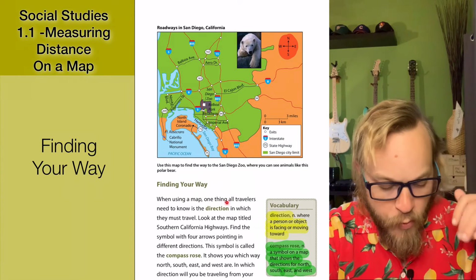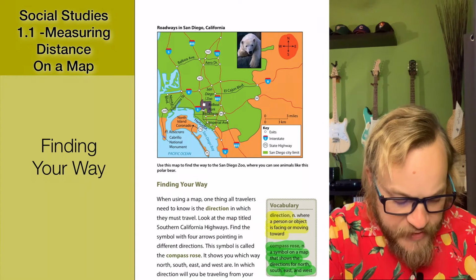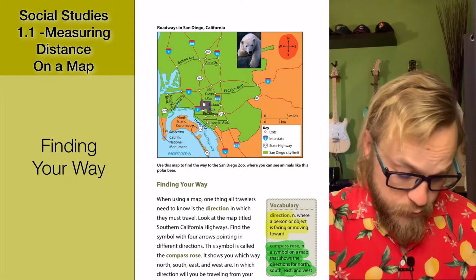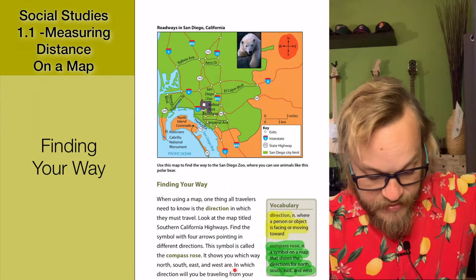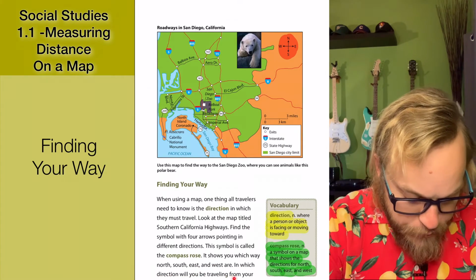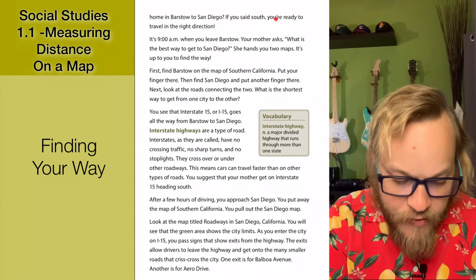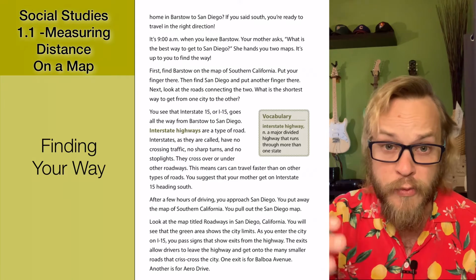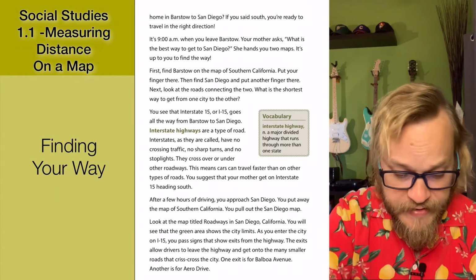When you're using a map, one thing all travelers need to know is the direction in which they must travel. If you look at the map titled Southern California Highways, find the symbol with 4 arrows pointing in different directions. This symbol is called the compass rose. It shows you which way north, south, east, and west are, and in which direction you will be traveling from your home in Barstow to San Diego. If you said south, you are ready to travel in the right direction. Okay? So Barstow is kind of more north of San Diego, and you'd be heading south by southwest.